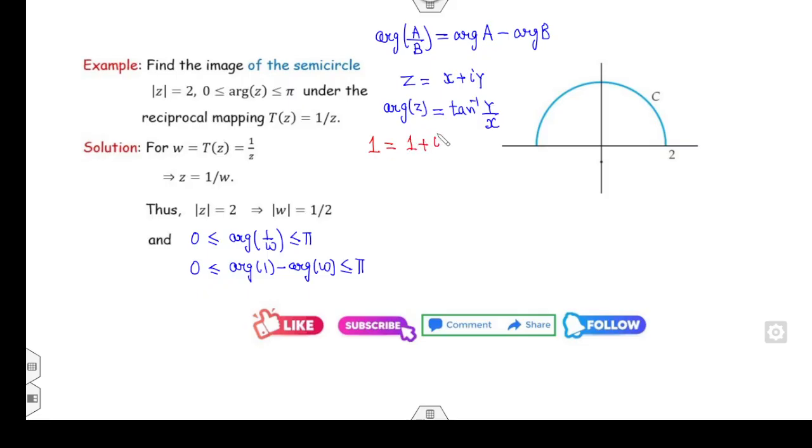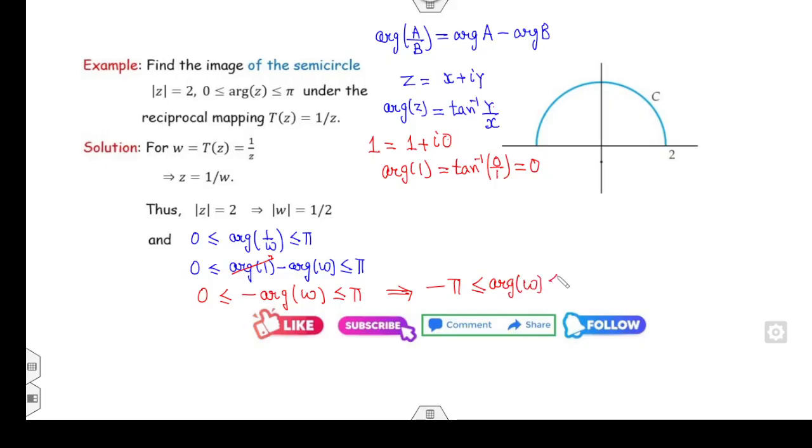Clearly, I can write 1 as 1 plus iota 0. So what is the argument of 1? That is tan inverse of the imaginary part, 0, over 1, which is 0. So the argument of 1 is 0. So 0 minus argument of w is less than pi. I can multiply both sides by negative, so it's minus pi less than argument of w is less than or equal to 0.